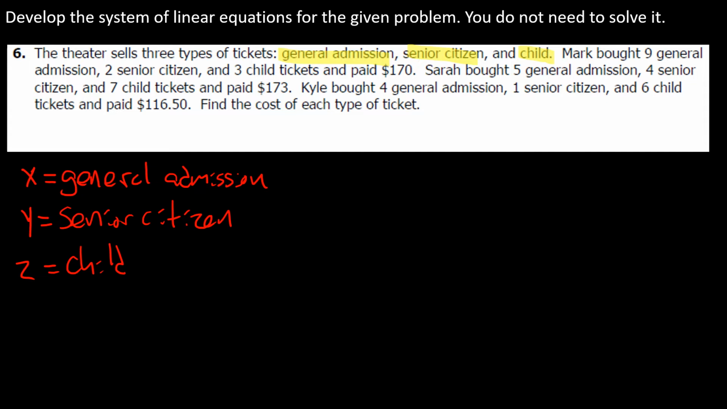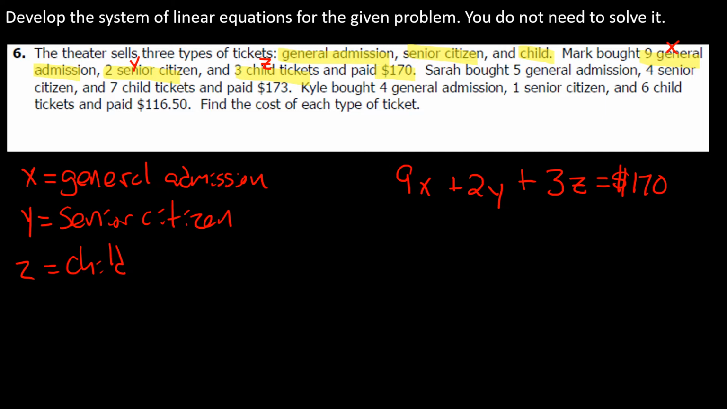Okay. And it says Mark bought 9 general admission, so he did 9 general, 2 senior citizen, and 3 child. So what I would do here is I would already start tagging these. I would say this is 9x, 2y, and 3z. And this is all going to equal $140. So let's go ahead and write out that equation. We'll say 9x plus 2y plus 3z equals $170.